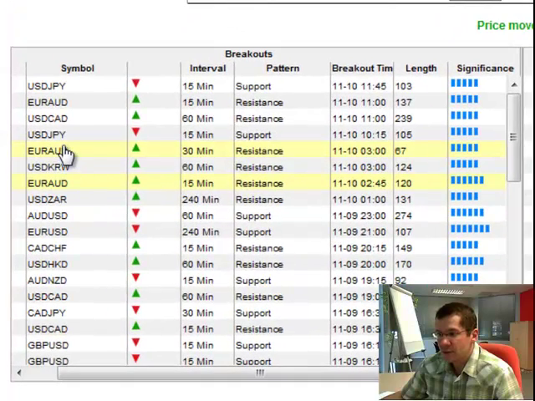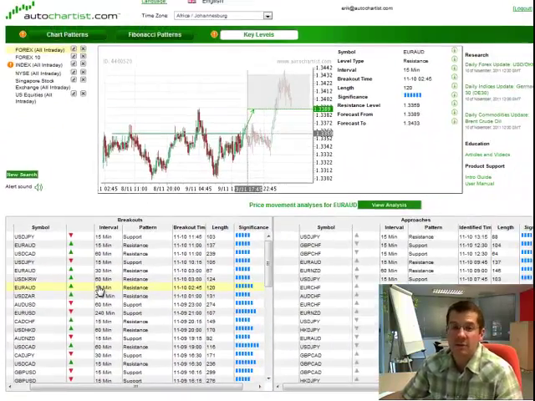This one is the same as the previous one, Euro Aussie. The difference here is this one was found over 67 30-minute candles, and now we've got one almost double, 120 15-minute candles. So it's really the same pattern.